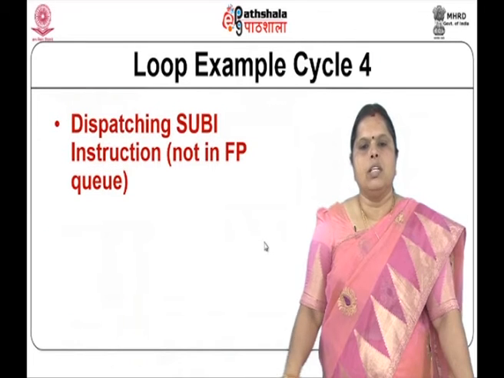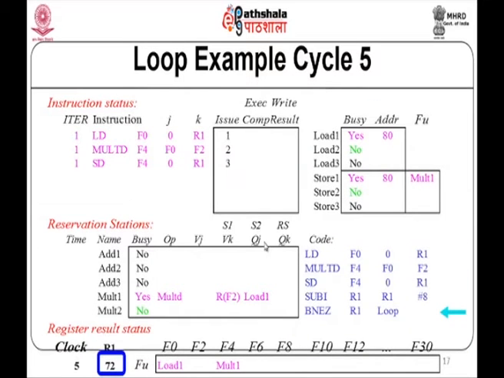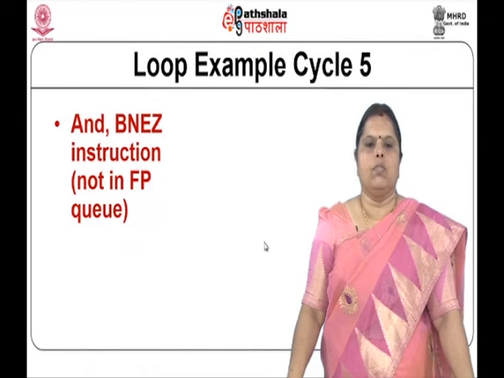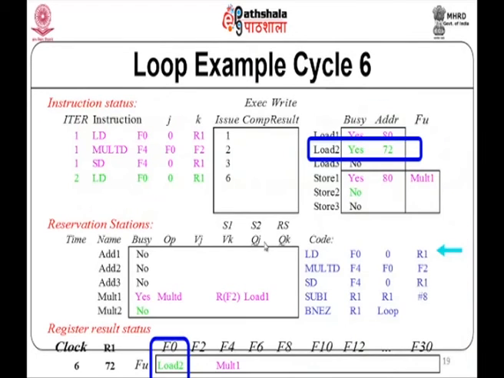So, you are dispatching the sub instruction which is not available in the floating point queue, and in the fifth clock cycle, similarly, you are going to dispatch your branch instruction. The branch instruction again is an integer instruction. Just for clarity's sake, we are showing the branch instruction here. The branch instruction is issued to your integer unit. Branch is also not in the floating point queue, but that has been indicated here.